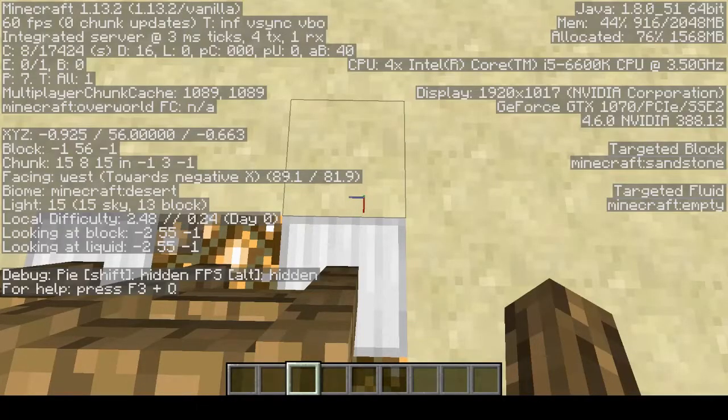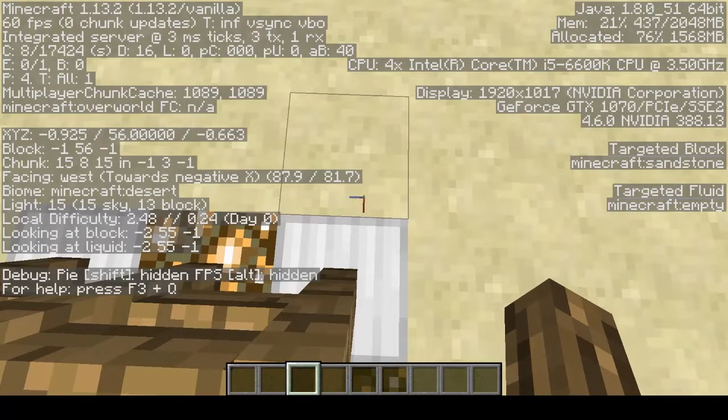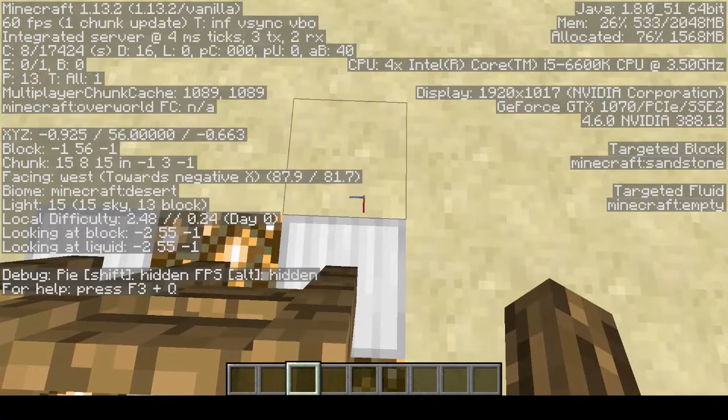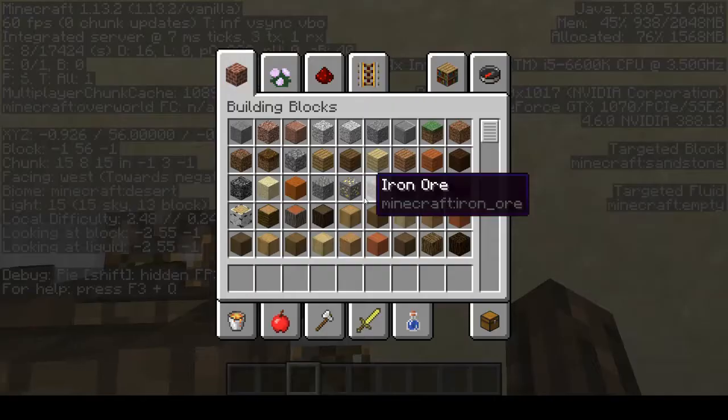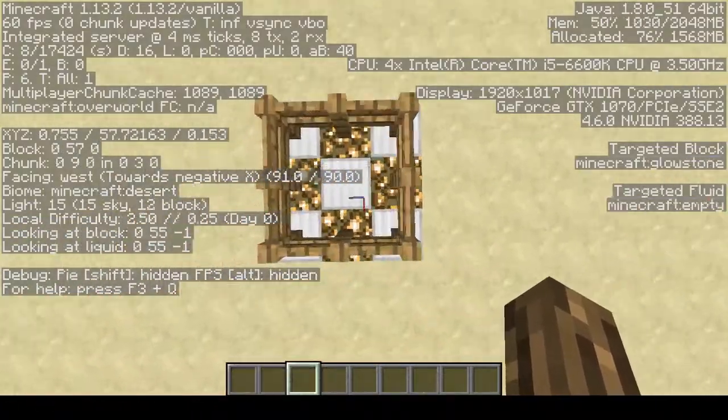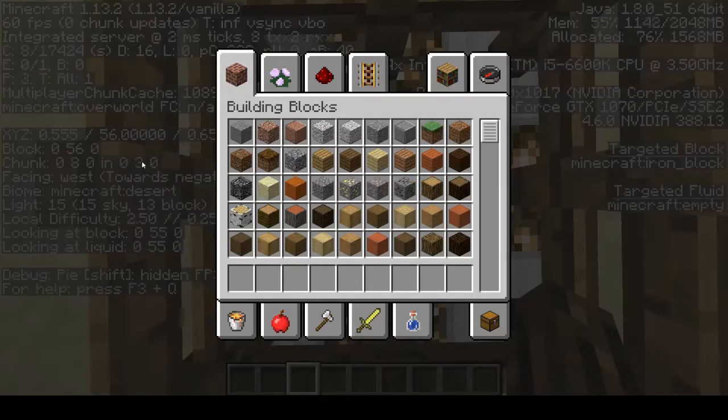Because chunks are 16 by 16 by 16 areas, you can be within the 0 to 16 of the chunk, or 0 to 15, excuse me, because it's 0 to 15, which would be 16 numbers. And then also which chunk you're in. So there's a chunk grid going on as well. So this is the 0, 0 chunk.